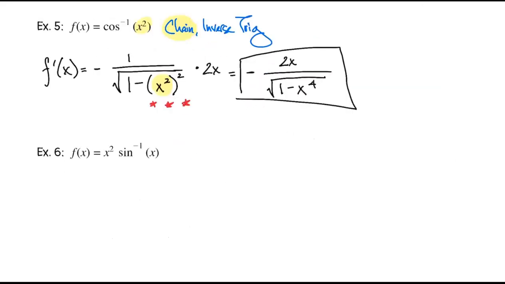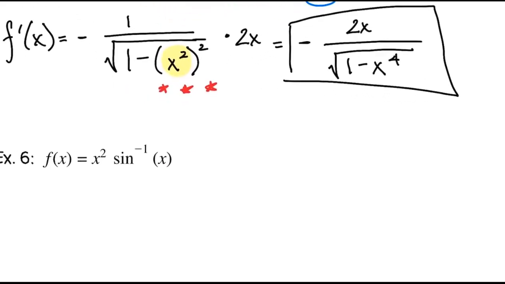All right, let's take a look at example 6. What rule or rules might we need? All right, we need a product rule. Where is that multiplication sign? I just want to be a little bit more specific. Where is that multiplication sign that tells us product rule? So good, that is where that multiplication sign is, okay?